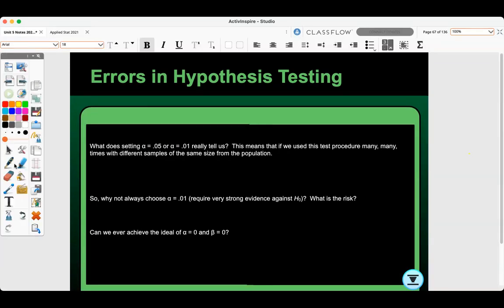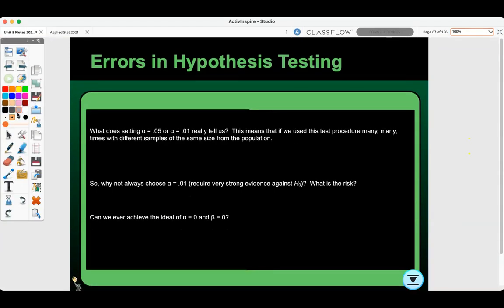So now that we've done the two examples, let's look at these questions based on the two examples that we've done. What does setting alpha equal 0.05 or alpha equal 0.01 really tell us? This means that if we use the test procedure many, many times with different samples of the same size from the population, we would reject the null hypothesis 5 or 1% of the time.